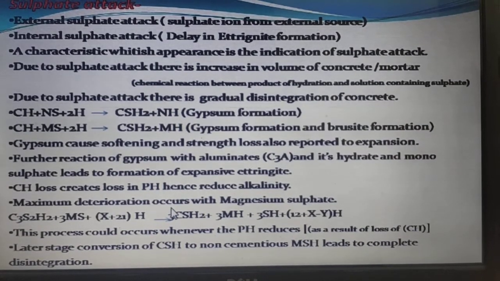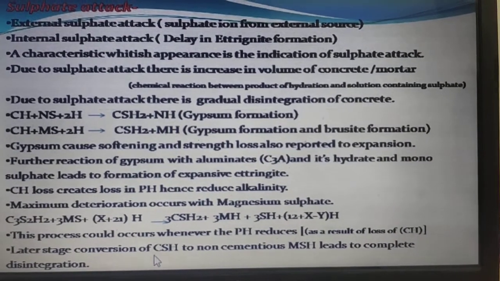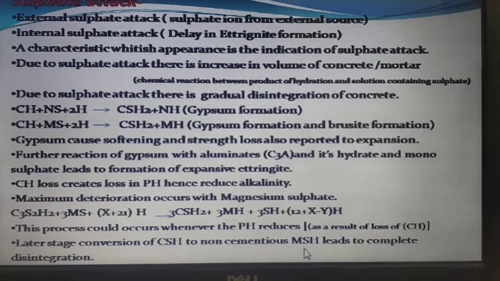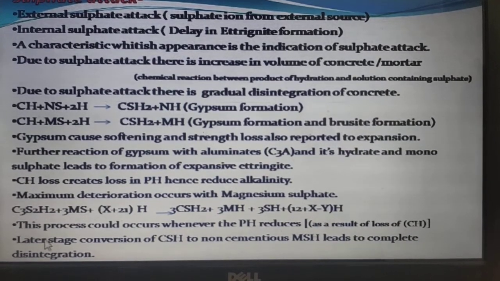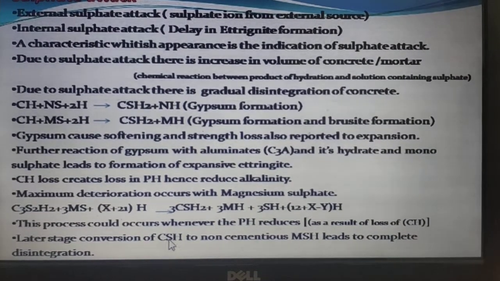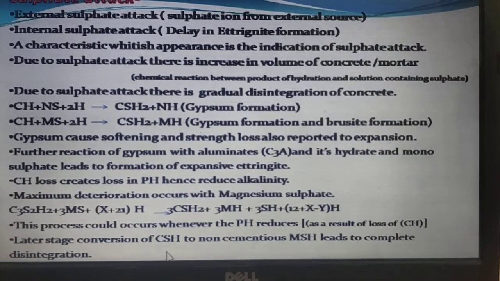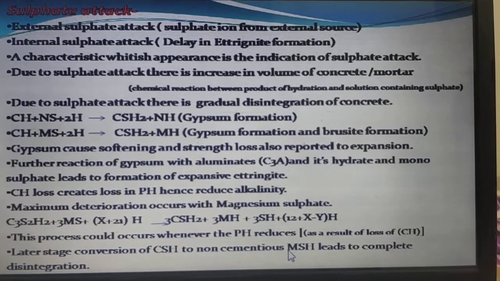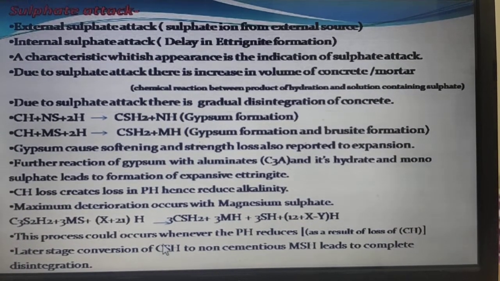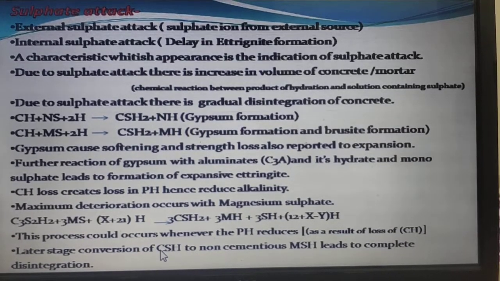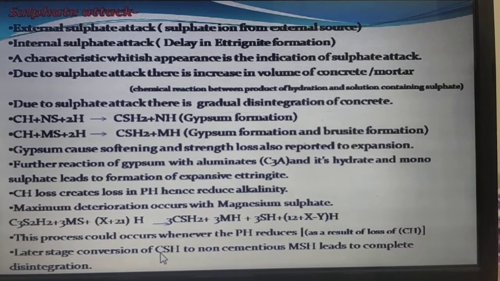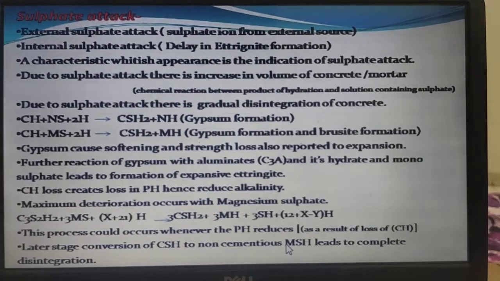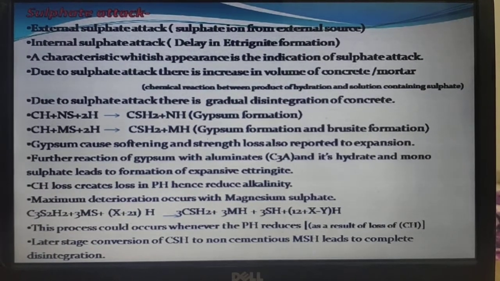Maximum deterioration occurs with magnesium sulphate. In a later stage, conversion of calcium silicate hydrates to non-cementitious magnesium silicate hydrates leads to complete disintegration. So the calcium from the concrete disappears and magnesium takes its place. The main constituent parts of the cement start reducing and are overcome by the magnesium. Hence, the concrete starts to disintegrate drastically.